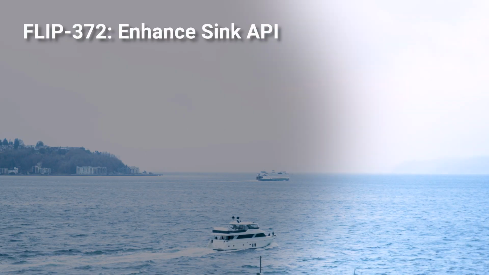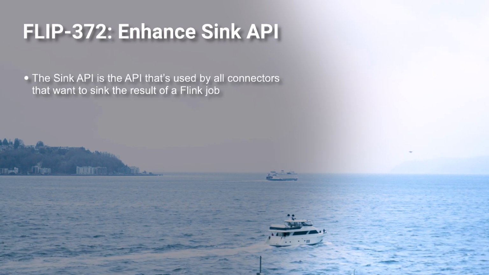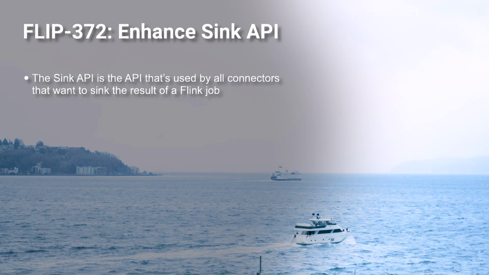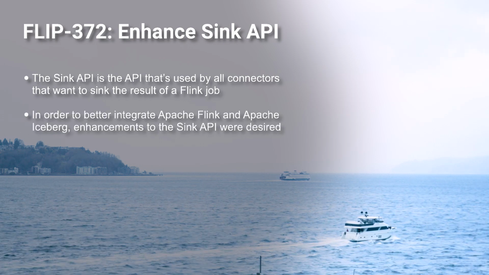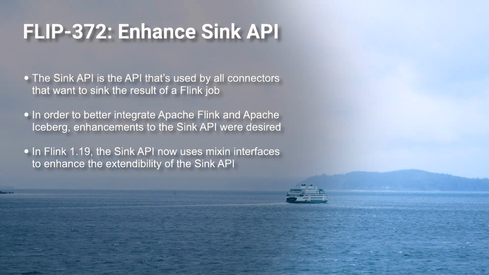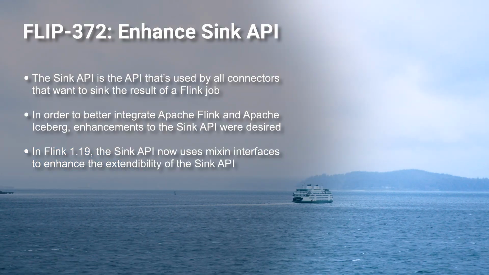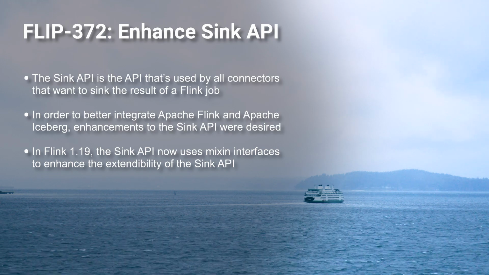And finally, FLIP 372 improves and finalizes the sink interface in a way that affects connectors such as the Iceberg sink. With these changes, sinks can now change both the type and number of messages being transported downstream. This is useful for sinks like Iceberg that want to group together the messages they receive into a single committable that can be shipped across more efficiently.